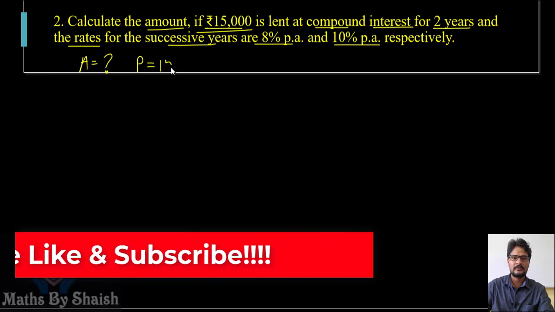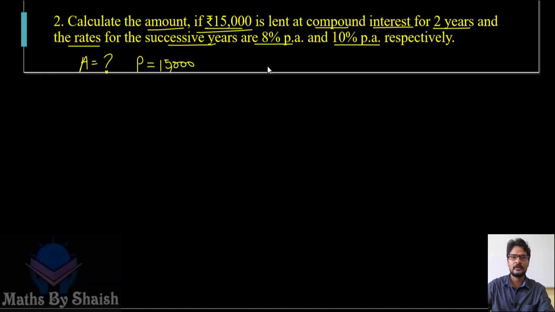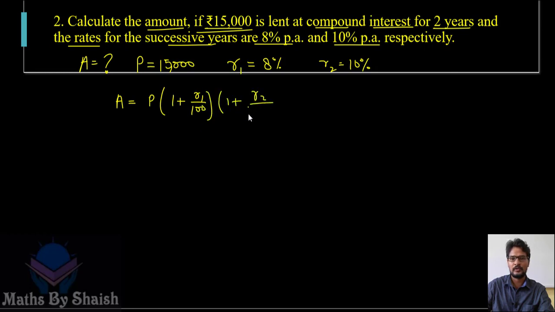Principal is given as 15,000, we can see from here, and time is 2 years, but there are two rates, so I'll take R1 as 8% and R2 as 10%, and hence these are for the 2 years, so no need of writing n as 2. So we have a formula, we have seen it is P times, if there are two successive rates of interest, so it is going to be 1 plus R1 over 100 into 1 plus R2 over 100.